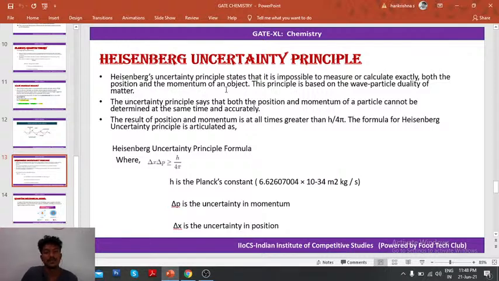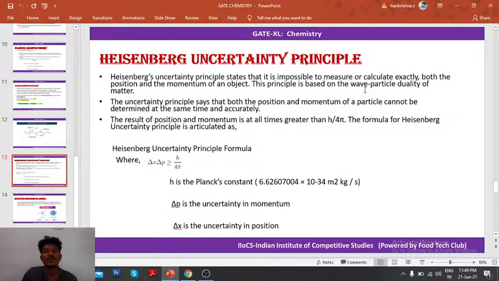The Heisenberg uncertainty principle states that it is impossible to measure or calculate exactly both the position and momentum of an object. So it was a simple concept that Heisenberg introduced, that it is impossible to measure or calculate exactly both the position and momentum of an object. We cannot easily calculate the position and momentum of an object.